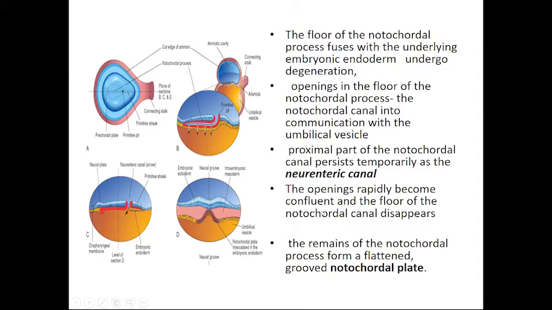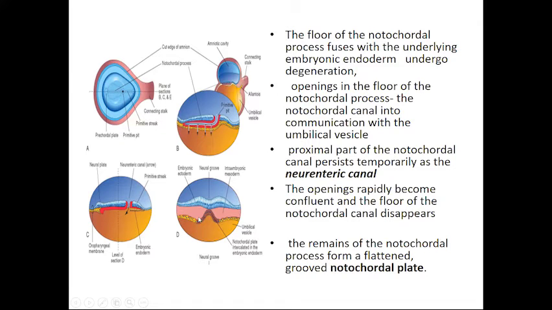The openings rapidly become confluent and the floor of the notochordal canal disappears. The remains of the notochordal process form a small plate. This is what we call the notochordal plate. So first we had the notochordal process, then we had the notochordal canal, and then this canal had the floor which dissolved away and left a small plate, what we call the notochordal plate. This is the one in the C picture. Because there is no floor, this small initial portion of the notochordal process is what we call the neuroenteric canal, because in that portion the canal still persists, whereas in the lower portion, it's just a plate. The remains of the notochordal process form a flattened groove called the notochordal plate.